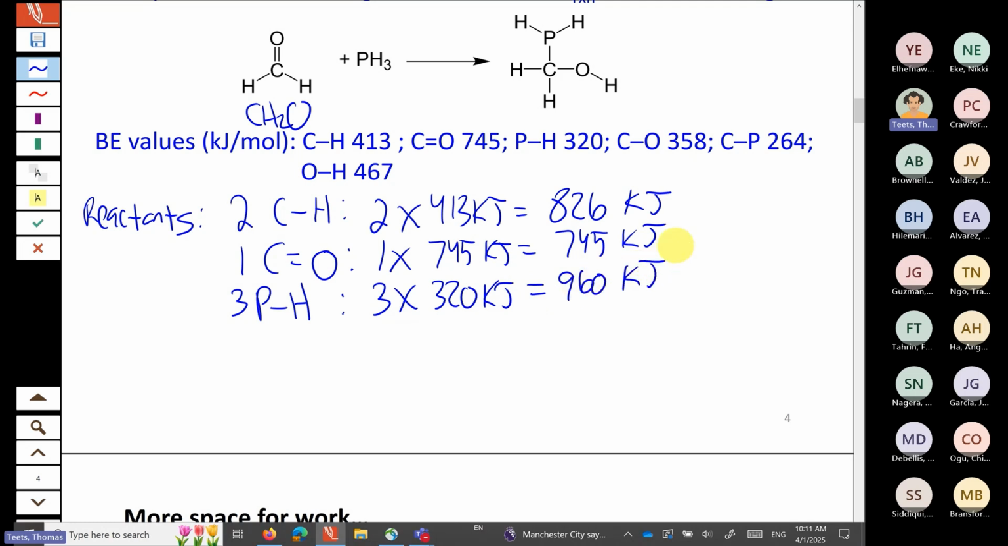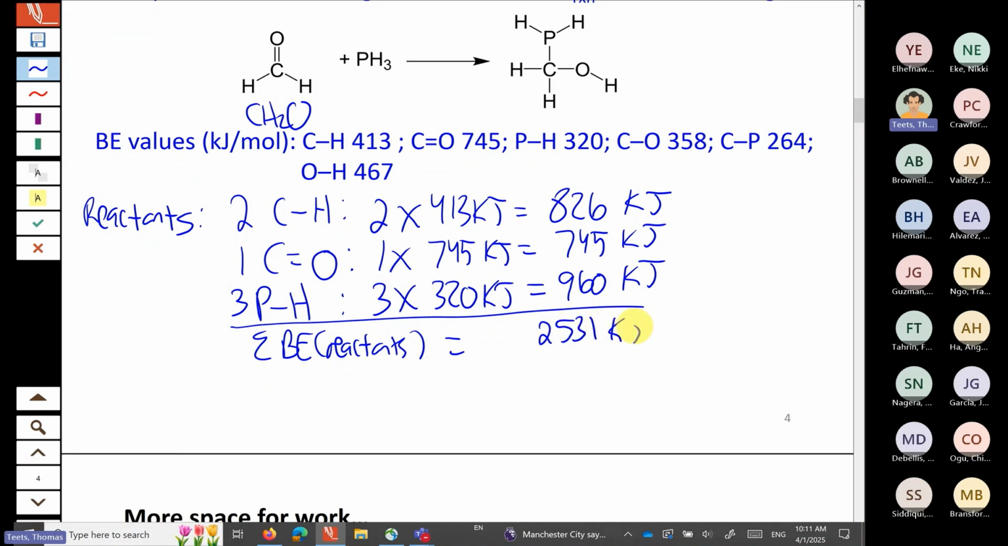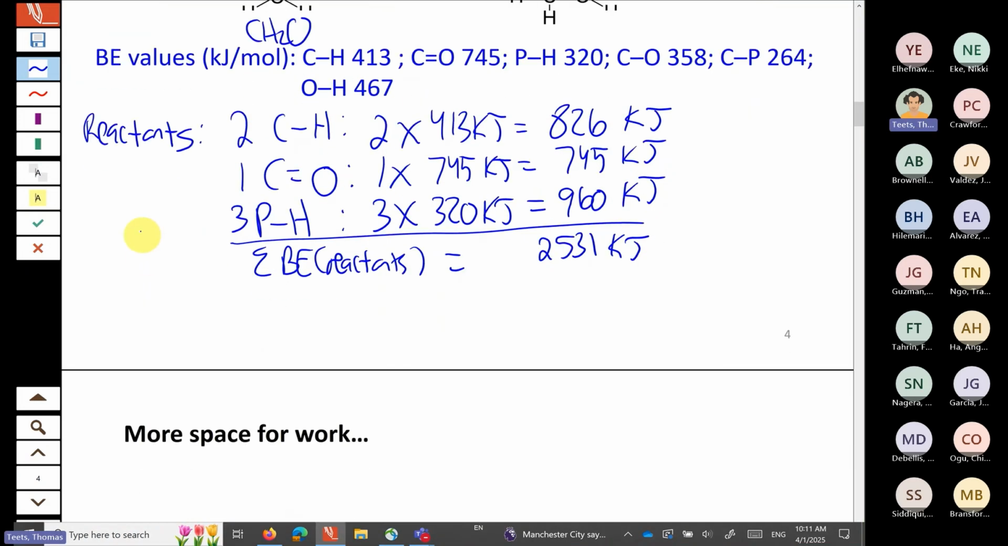So if we sum up all of the bond energies on the reactant side, that's going to tell us how much energy is required to break the bonds. We just add these three numbers together and get 2,531 kilojoules. Then we have to do the same thing on the product side.